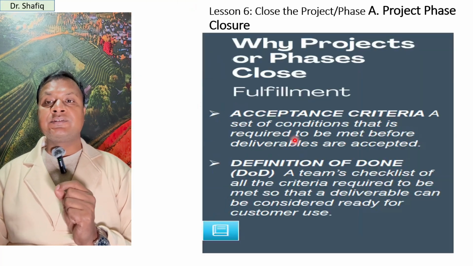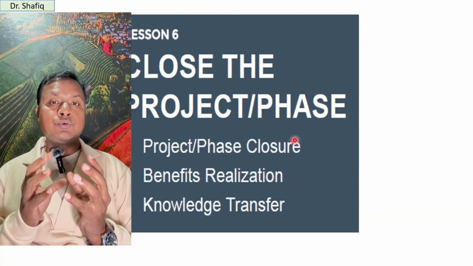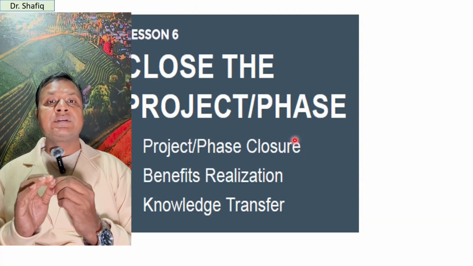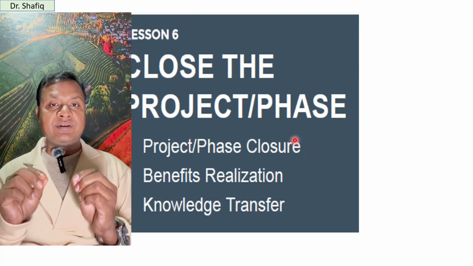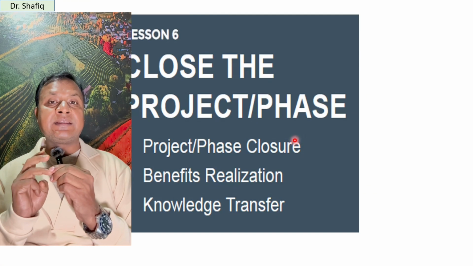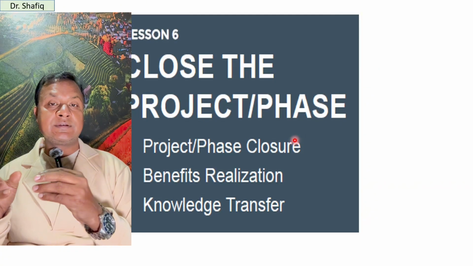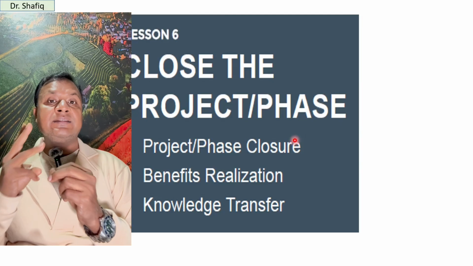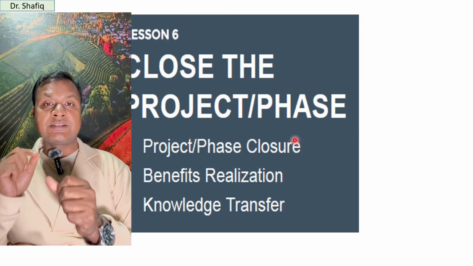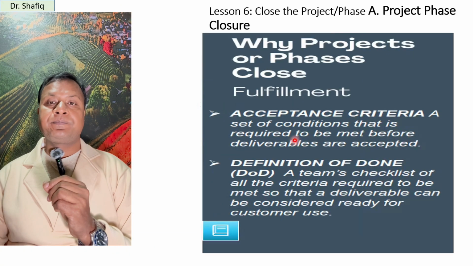In lesson 6 there are three aspects: number 1, how to close a project. Number 2 is how to realize the benefits, we call it benefit realization. And number 3 is how to transfer the knowledge, so knowledge transfer. These three parts we will be discussing in this video. So lesson 6, close the project.